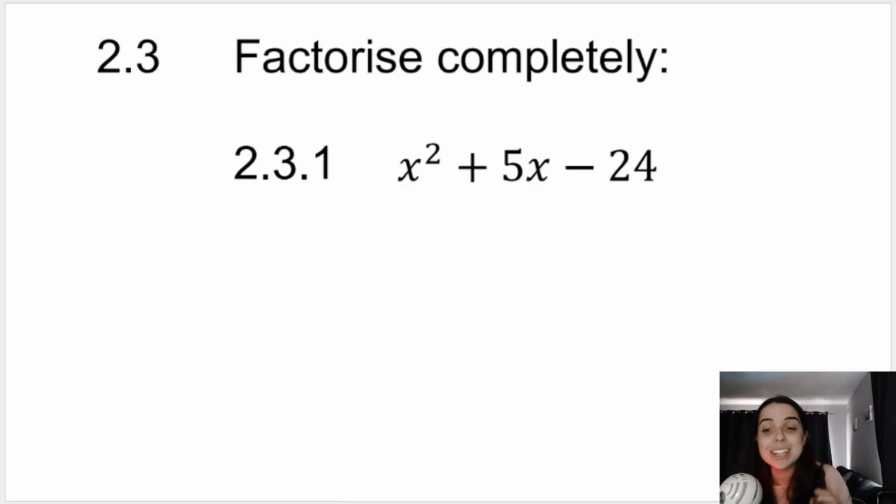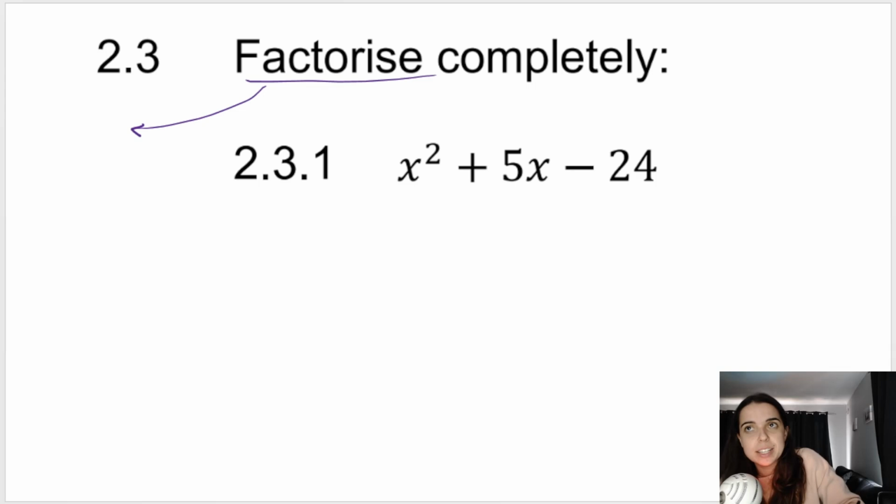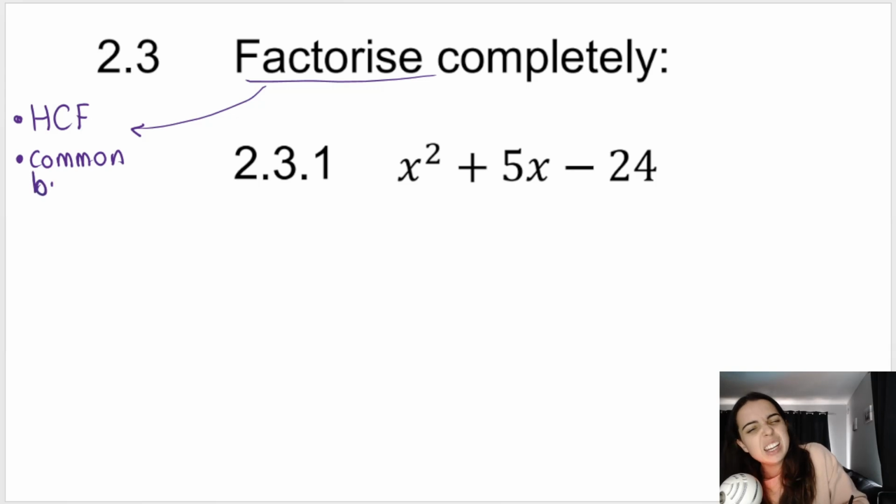My next question says factorize completely. When you see the words factorize, you need to think of the different types of factorizing, namely highest common factor, which is the most important type of factorizing. We then also have something called common bracket, which is technically part of highest common factor. I like to group these two together.